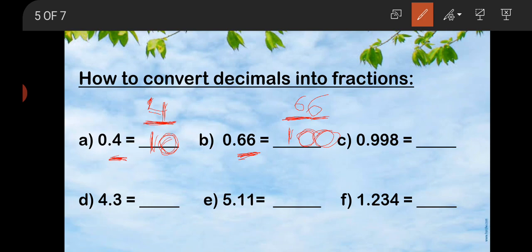Now come to the C part, which is 0.998. Now students, you can see here the number of digits after point are 3. So I am writing 1000 in the denominator and 998 in the numerator. So our fraction is 998 by 1000.